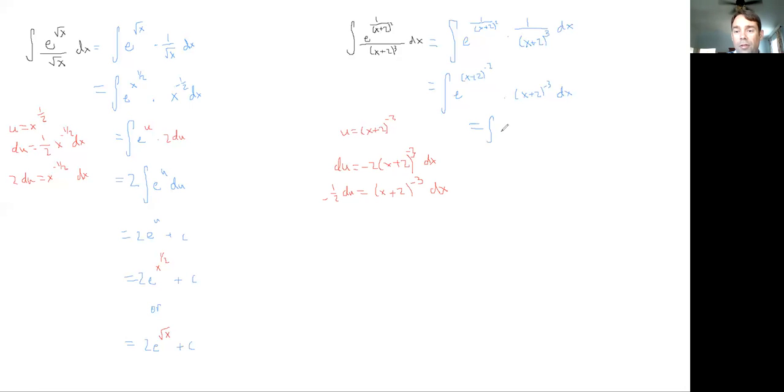All right, so e to the u times negative 1/2 du. So we pull that negative 1/2 out, and we can do our integral. Negative 1/2 e to the u plus c. And then we can plug it all back in there.